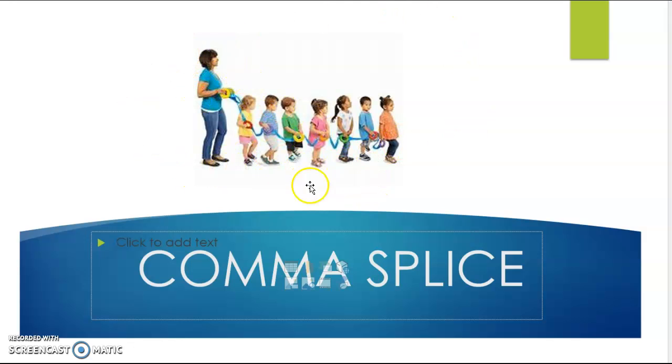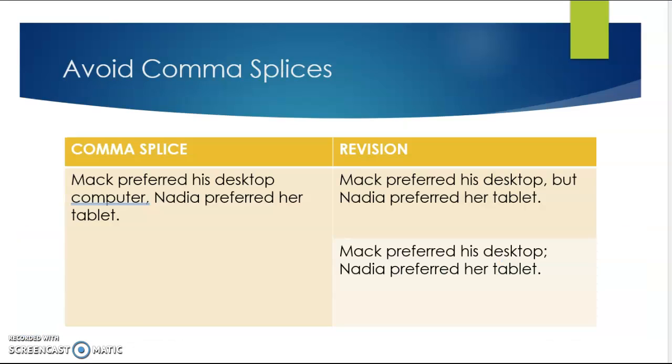Okay, next up, we need to identify the good old comma splice. Now, I always think about this when you see daycares walking to the park or on a field trip, they got them tethered, right? Why is that? Because if they're not tied together, they're going to run away. And a comma splice is very similar. A comma splice is using a comma, but rather we need stronger words and punctuation.